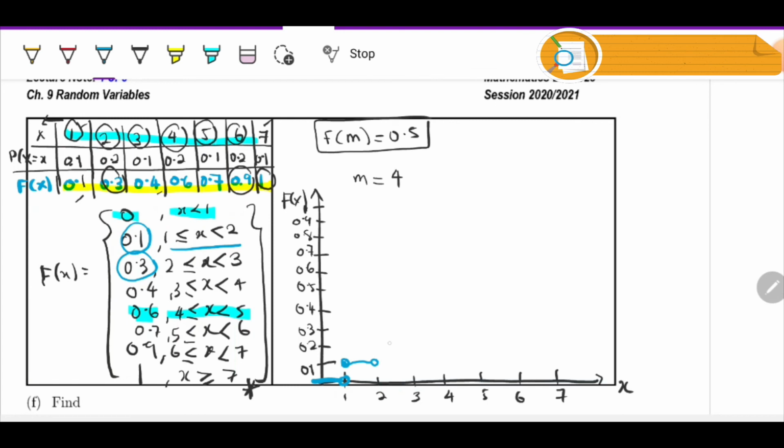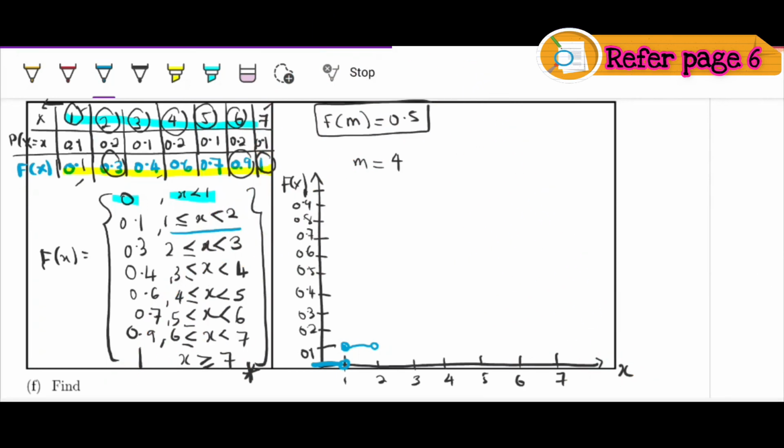F(x) is 0.3 for the interval 2 to 3. When F(x) is 0.3, the interval is from 2 to 3. So then a filled circle for 2 and an empty circle for 3. On the interval 3 to 4, F(x) is equal to 0.4. Then a filled circle for 3 and an empty circle for 4.